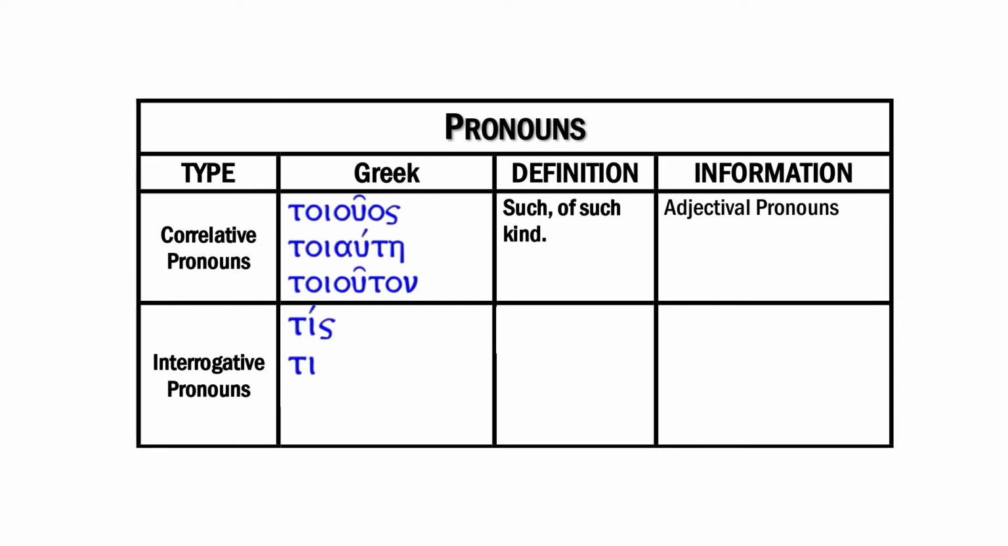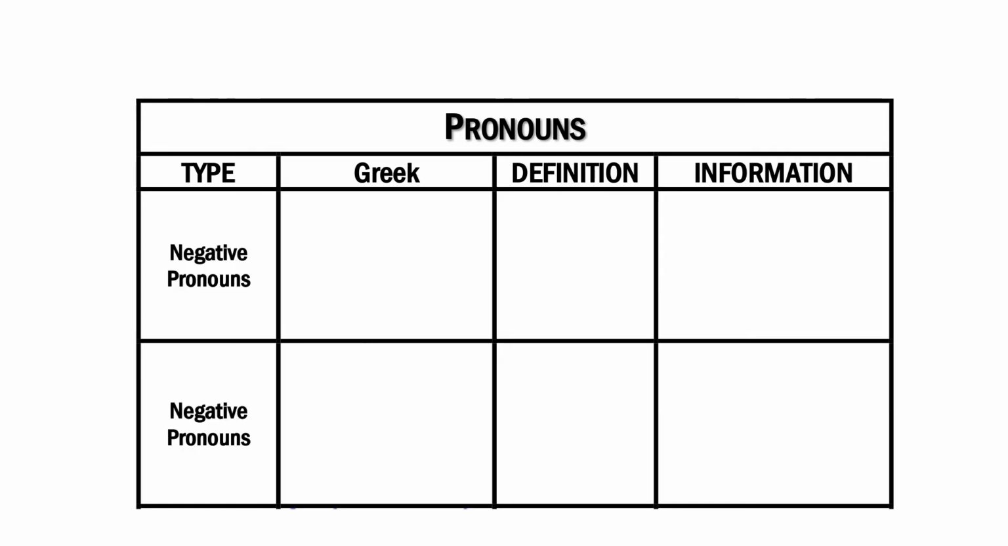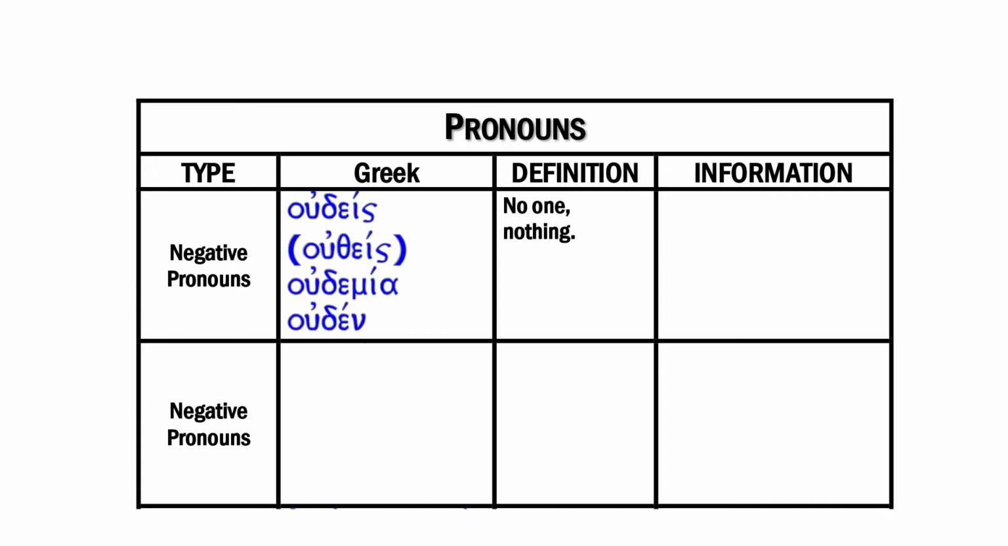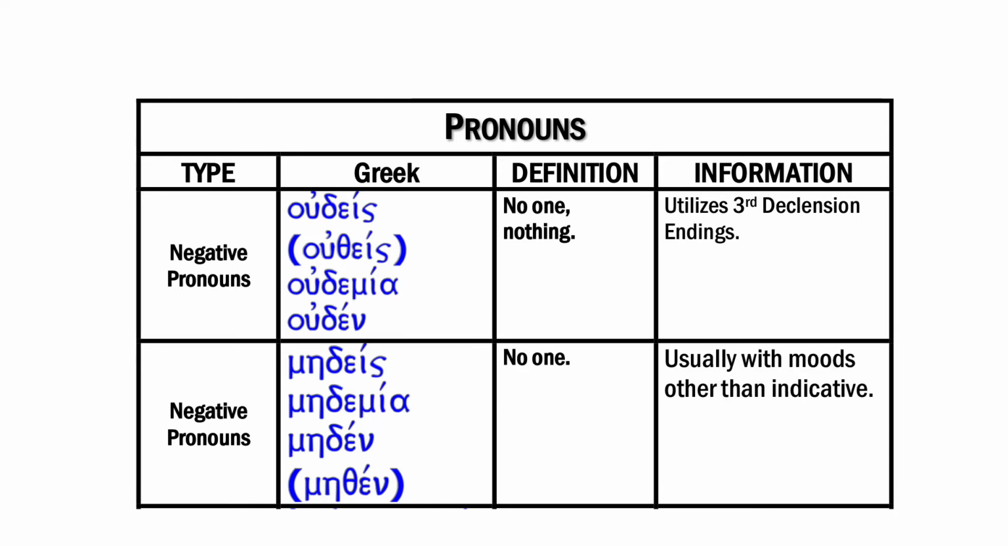Then you have tis and ti, which is basically who or what. They are considered interrogative pronouns, and they're usually combined with the negative particles ou and me, usually combined with the indicative mood. Next we have oudeis, oudemia, and ouden, which means no one or nothing. It utilizes the third declension endings. Next we have medeis, medemia, meden, which means no one, usually with moods other than the indicative.